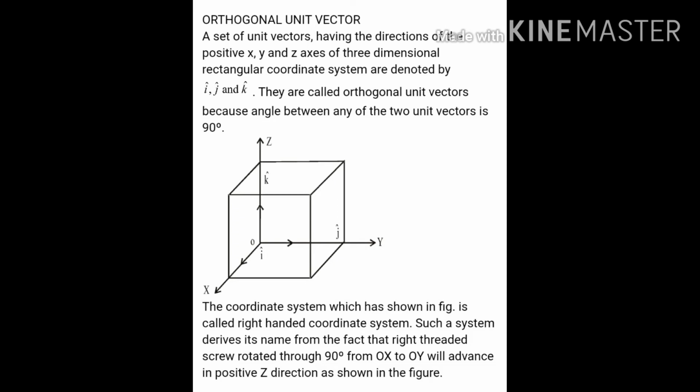As you can see on the screen, the coordinate system shown is called a right-handed coordinate system. Such a system derives its name from the fact that a right-threaded screw rotated through 90 degrees from OX to OY will advance in the positive Z direction, as you can see in the diagram.